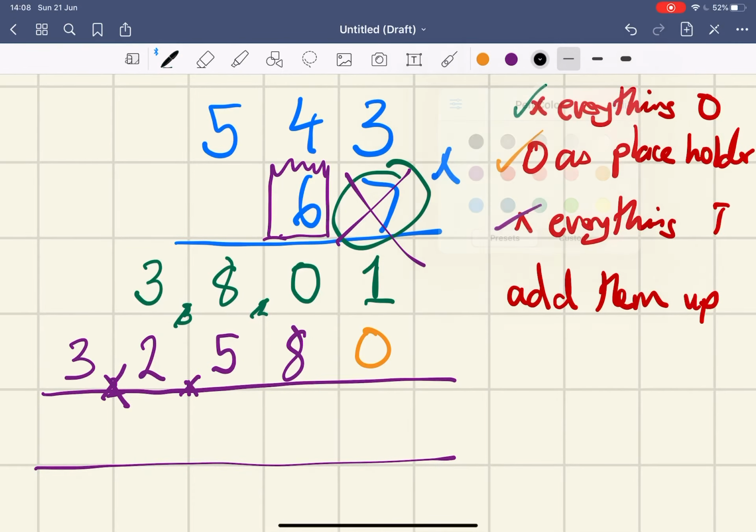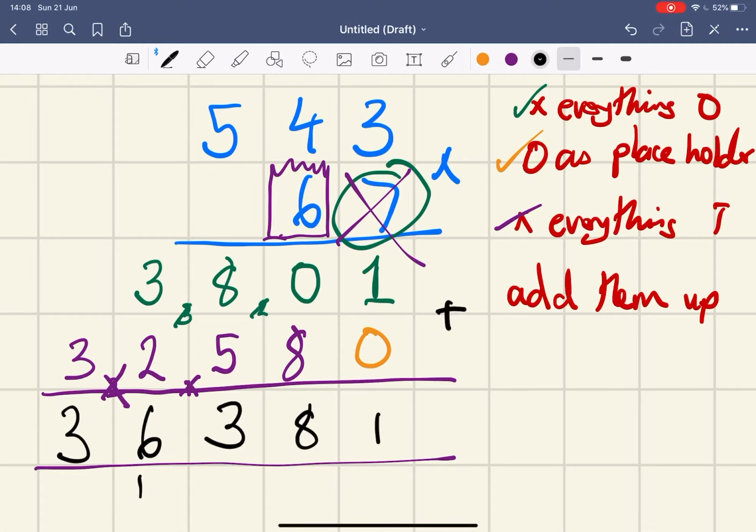So here I go, adding them all up. 1 add 0 is 1, 0 add 8 is 8, 8 add 5 is 13, carry the 1, 3 add 2 is 5, add the 1 is 6, and then 3. And then Bob's your uncle, and that's all done. And that is how we multiply with regrouping.